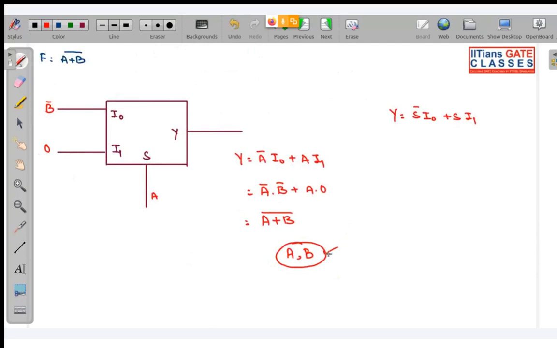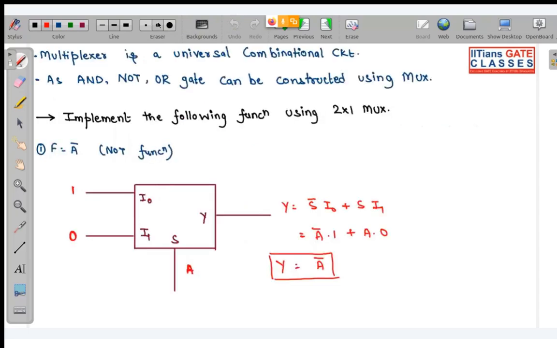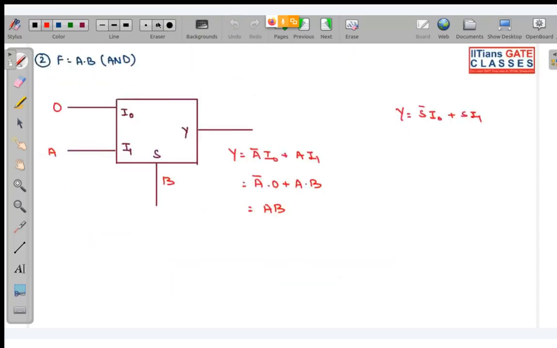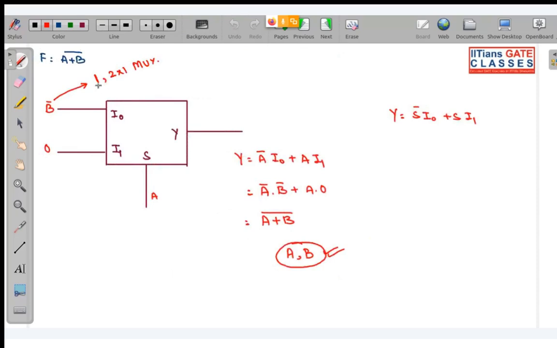So I have A and B present, but B complement I don't have. For generating this B complement, I require a 2 cross 1 mux. In the last to last slide, we have seen how to make a NOT gate using a 2 cross 1 mux. So this B complement will require 1 mux, and for implementing this NOR gate, I will be requiring 1 more mux. So in total, 2 cross 1 mux is required to implement A NOR B.